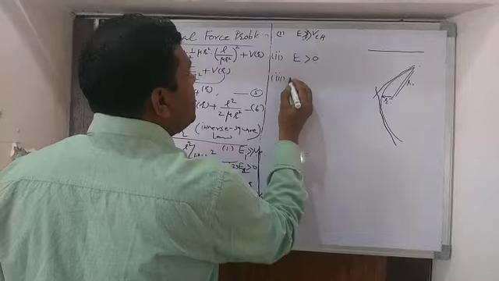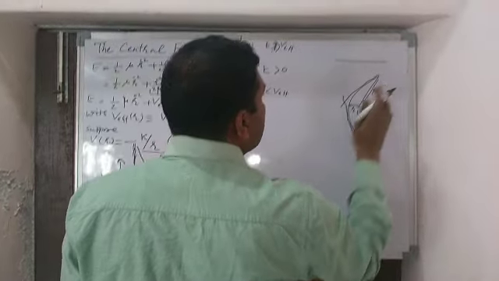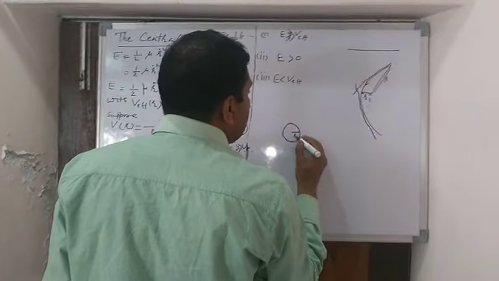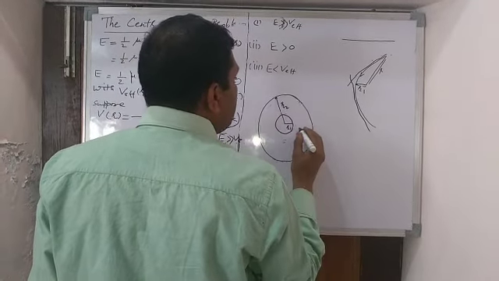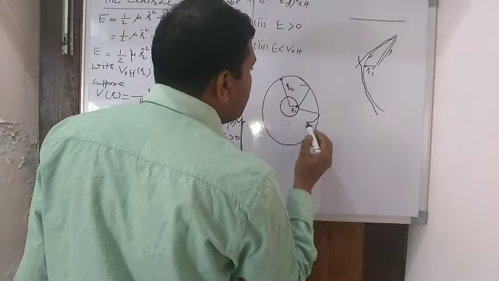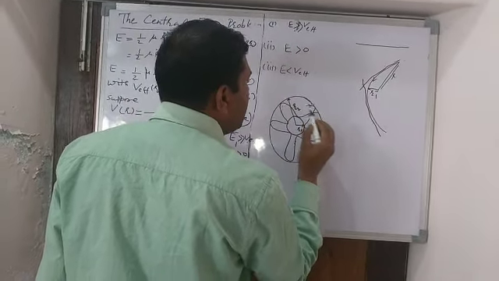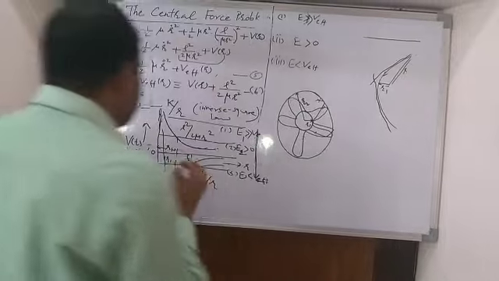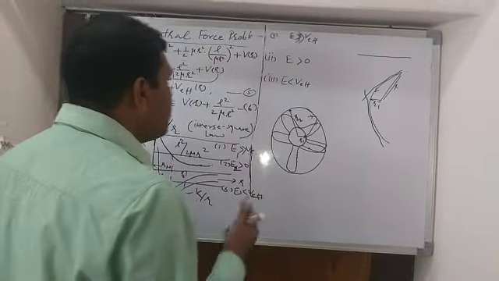And now let's check case 3, where E is less than 0. You get two roots. Let's form these circles, one with radius r1 and the other with radius r2. Now, what will happen? Suppose the object has started moving like this. It will keep moving further and further. As you could see, the object is bound to move between r1 and r2. So that's the kind of potential well that forms.